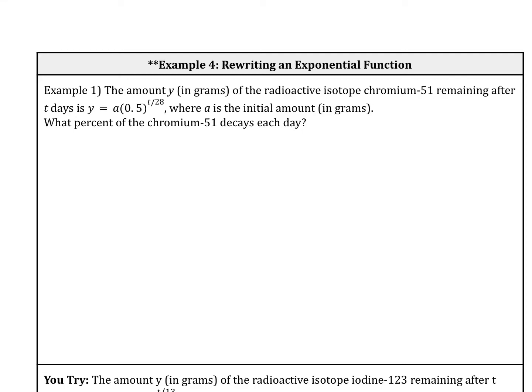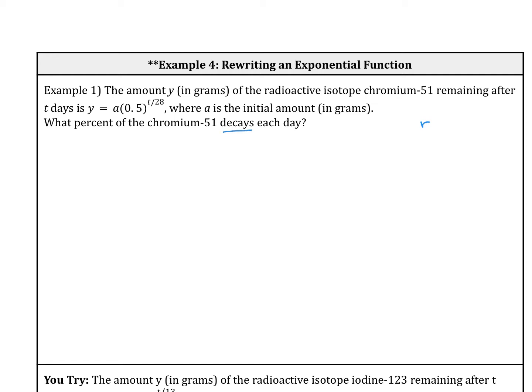Chapter 6.1, we're looking at rewriting an exponential function. We're given that the amount y in grams of the radioactive isotope chromium-51 remaining after t days is y equals a times 0.5 raised to the t over 28, where a is the initial amount in grams. We want to find what percent of chromium-51 decays each day. We're trying to find R.